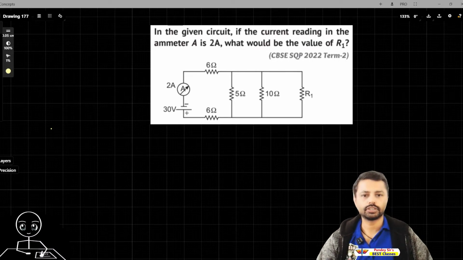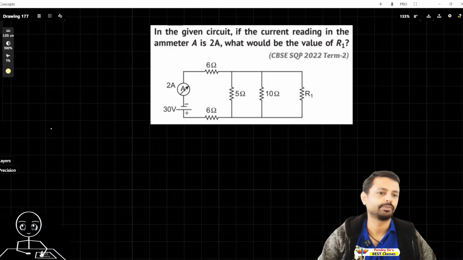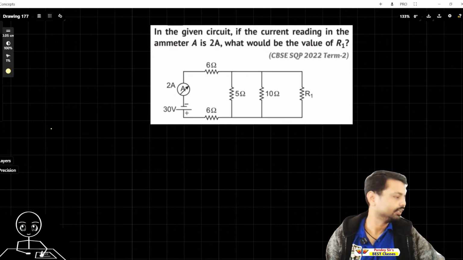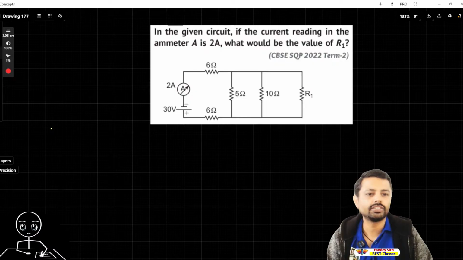Okay, so see this question. This is how CBSE tricks you. If this question was in your exam, could you do it? The thing in this question is you have to find R1. Okay. At first view, it looks like R1 is already given. Like 1 by R1.